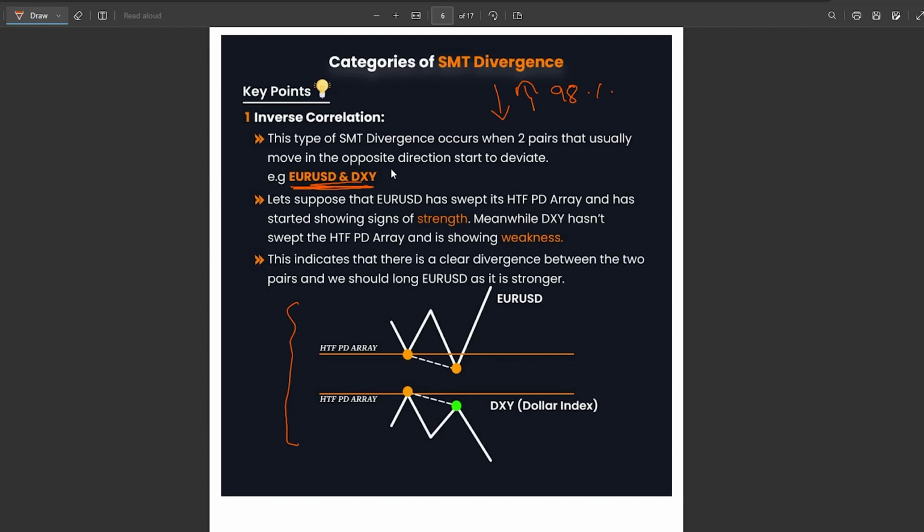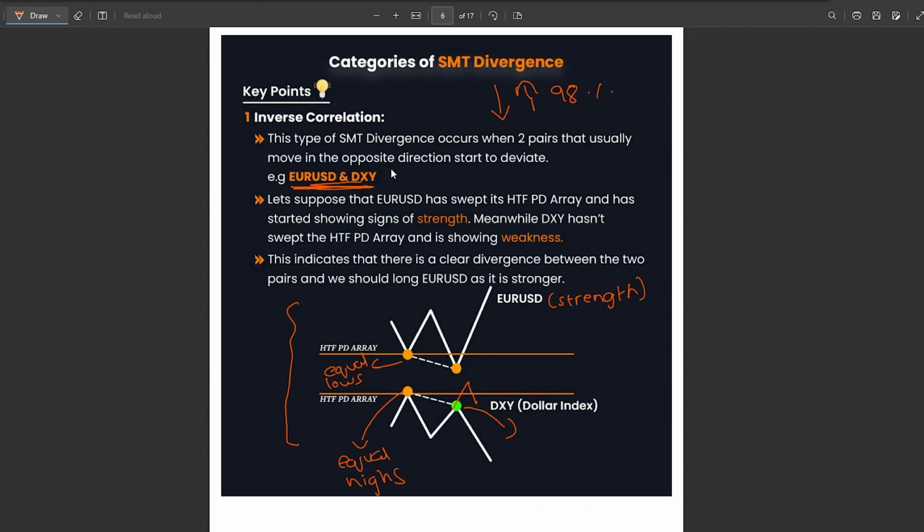So let's look at the example. As you can see, EURUSD took out these equal lows, the higher time frame PD array, and closed back inside, showing signs of strength. But Dixie didn't take out its equal highs. In normal circumstances, Dixie should have taken out these highs and closed back inside, but it didn't. This is a sign that Dixie is the weaker pair and we should start looking for shorts on the green dot. Simple. This is the inverse correlation SMT divergence.